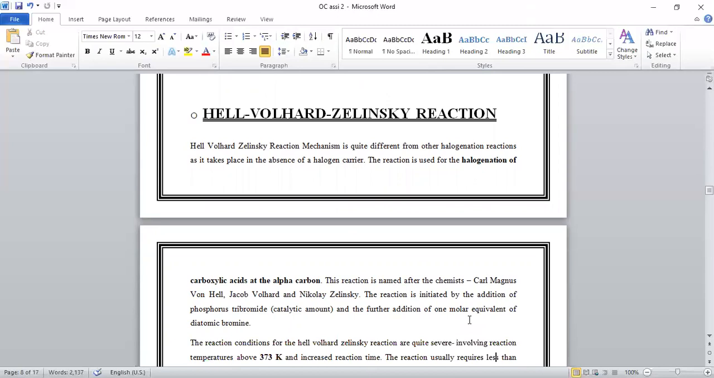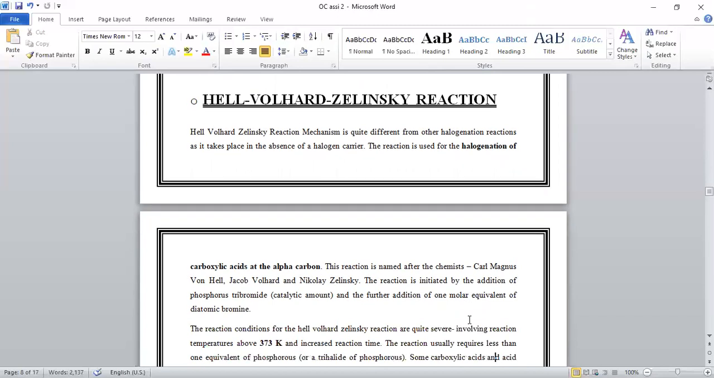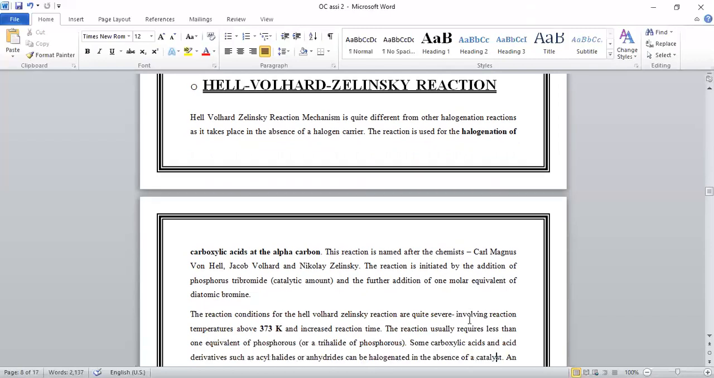The reaction is initiated by the addition of phosphorus tribromide and the further addition of one molar equivalent of diatomic bromine.